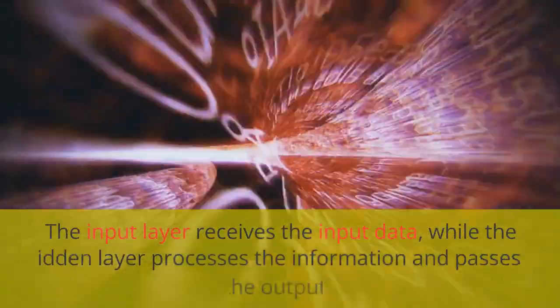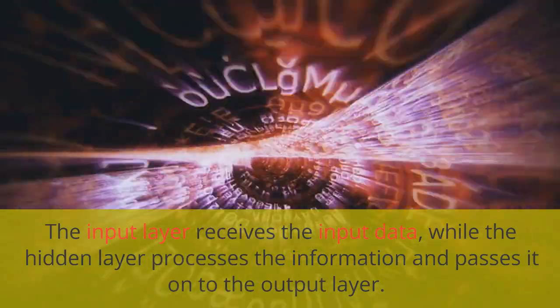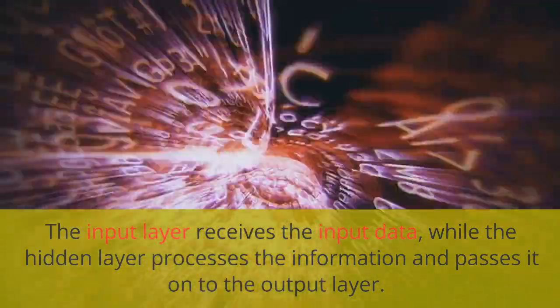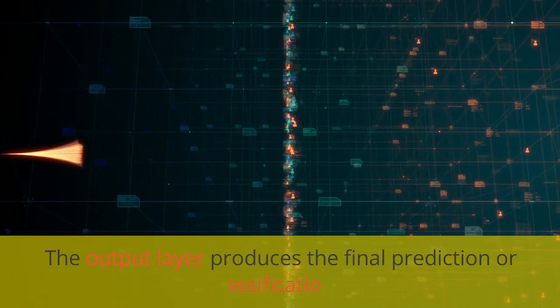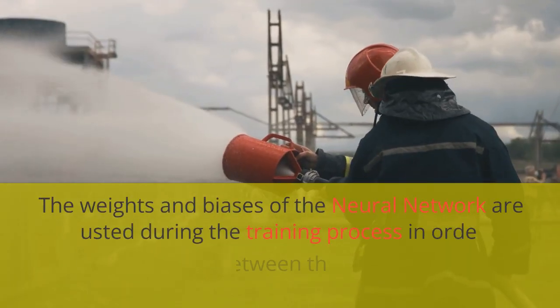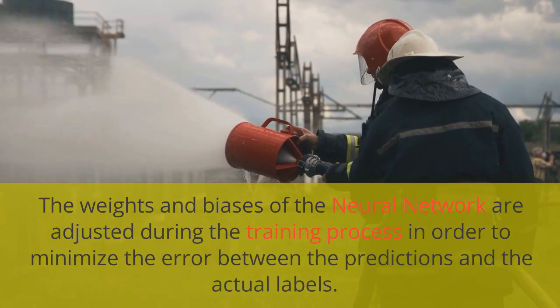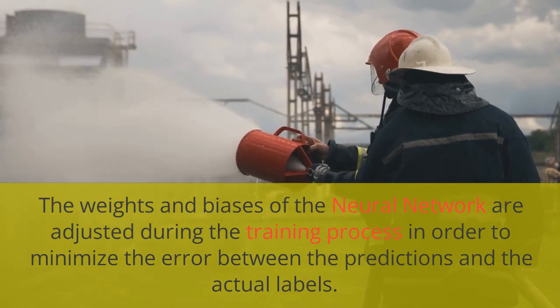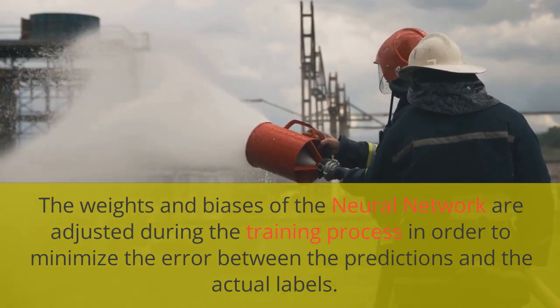The input layer receives the input data, while the hidden layer processes the information and passes it on to the output layer. The output layer produces the final prediction or classification. The weights and biases of the neural network are adjusted during the training process in order to minimize the error between the predictions and the actual labels.